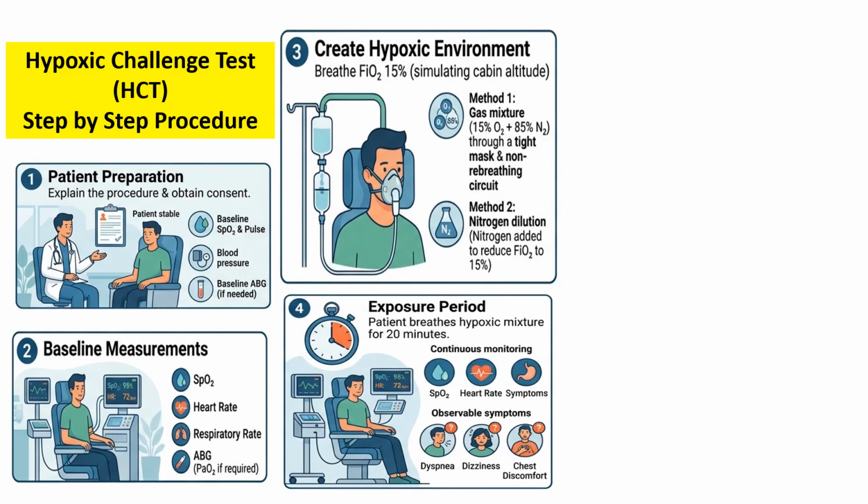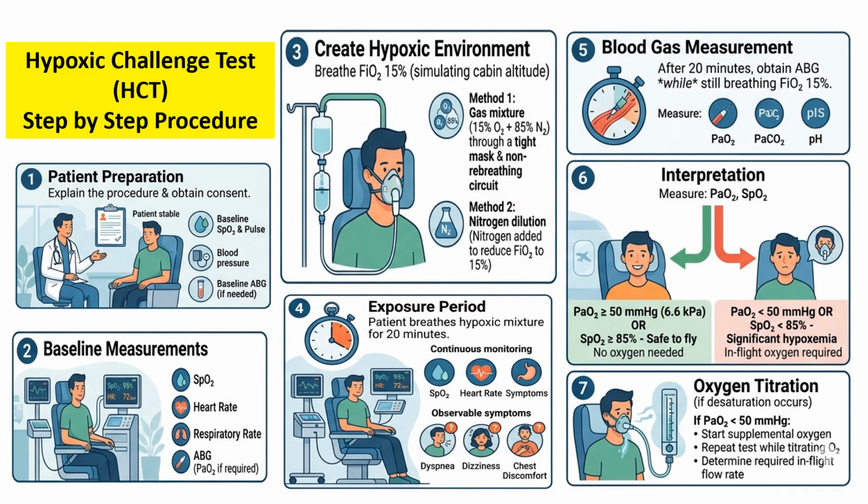So in these 20 minutes, we have to measure the saturation, heart rate, and symptoms, and observe for symptoms like dyspnea, dizziness, and chest discomfort. After these 20 minutes, we'll again measure the blood gases. Obtain the ABG while the patient is still breathing this FiO2 of 15 percent. That ABG will measure the partial pressure of oxygen, carbon dioxide, and pH levels.